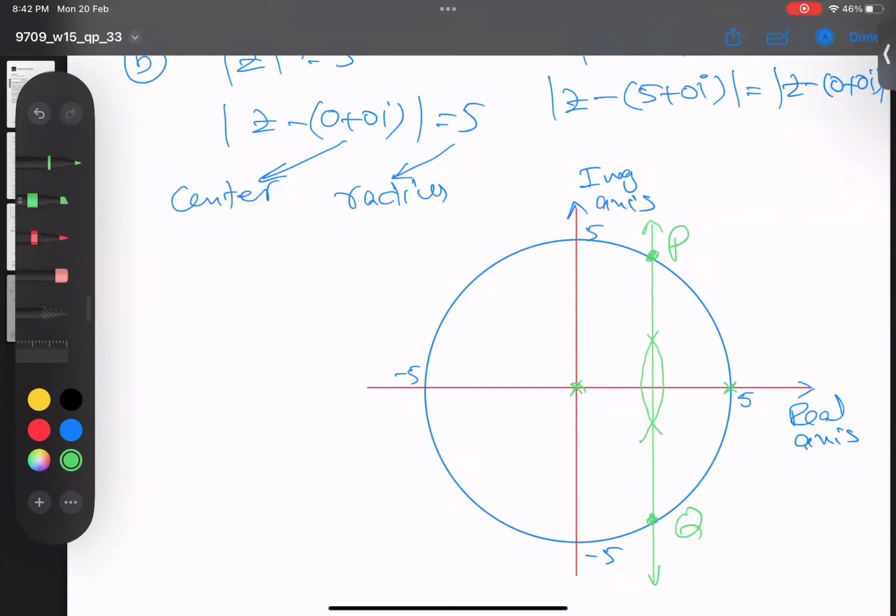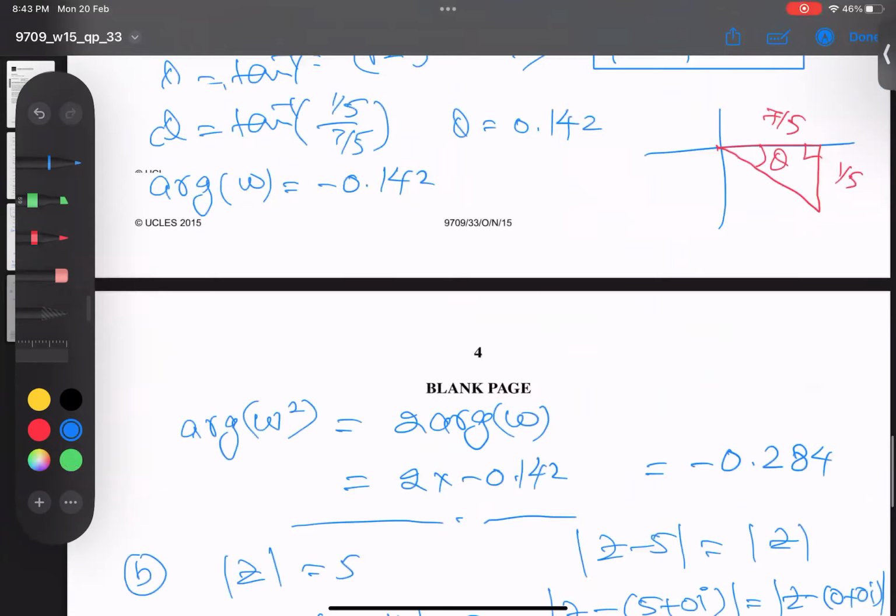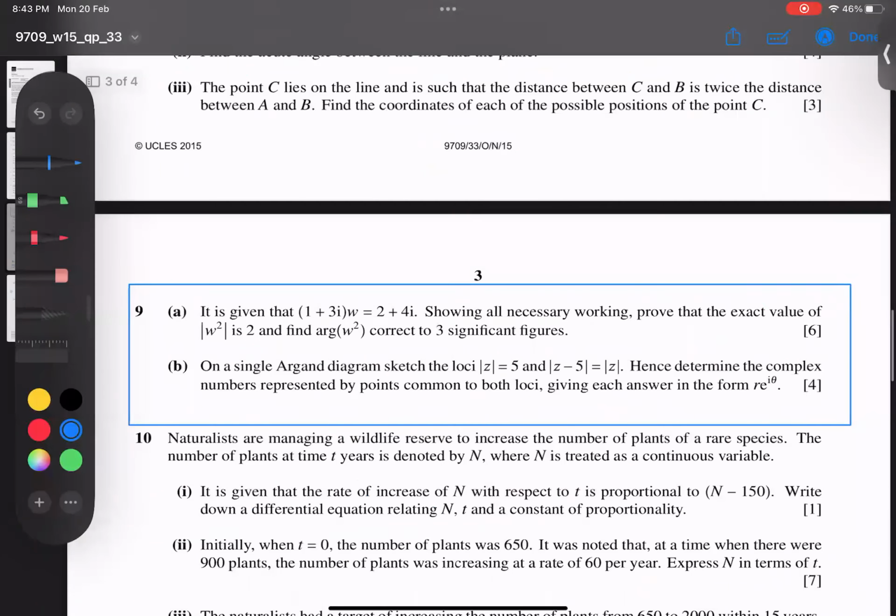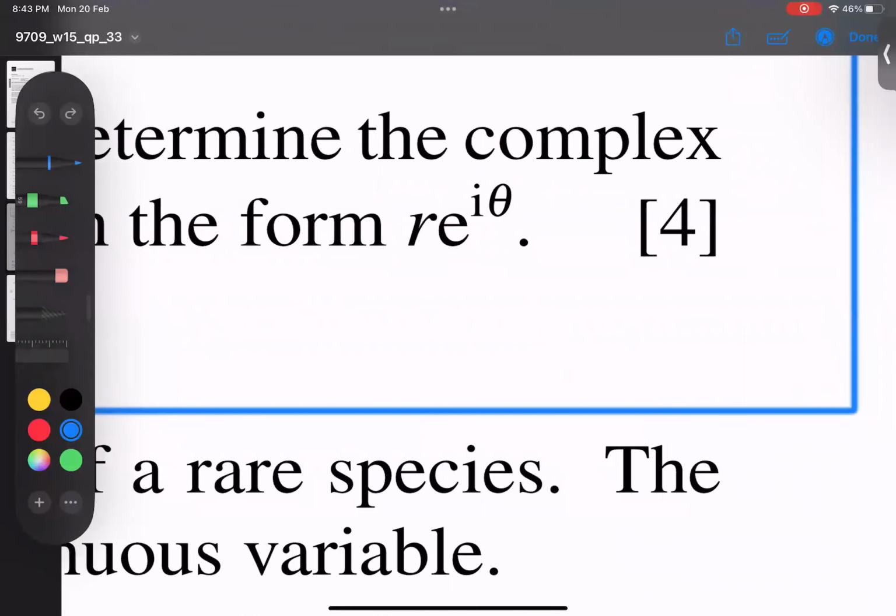And what he's asking from us, read it please. He's saying, determine the complex numbers represented by the points where both loci meet, and give the answer in this form. And you know, this is called polar form or exponential form. What is this? It's called modulus. And what is this? It's called argument.